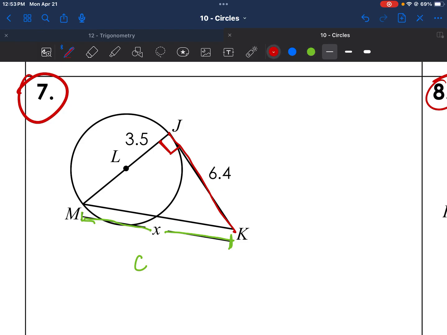But keep in mind, the 3.5 that they're referencing is only for LJ. But LJ is not making up the triangle. We need the entire thing, MJ. And since LJ was a radius, that means ML would be the same length. So this entire side, JM, will be 7. So when I set up Pythagorean theorem this time, I'll be using 7 squared plus 6.4 squared is equal to x squared.